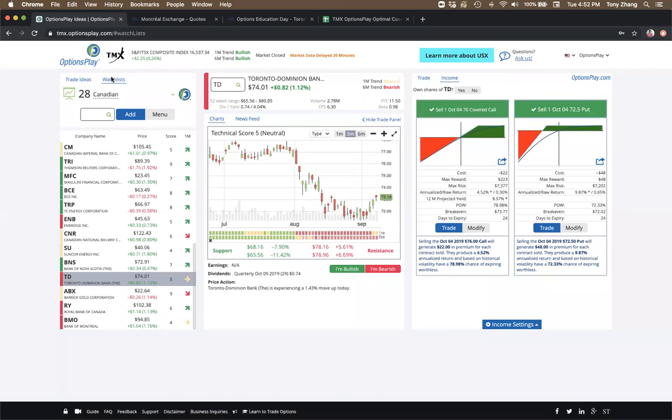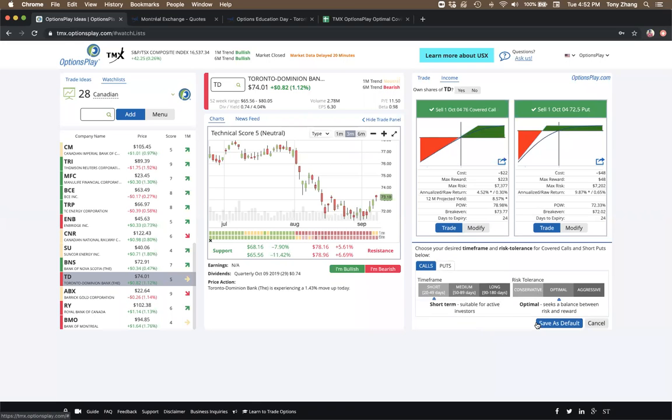So you have trade ideas and watch list here on the left-hand side. You have your security analysis panel here in the middle, and then you have trading and income here on the right-hand side. Now, today we're going to focus our attention on the income tab, because that's where we're going to use Options Play to help us find strategies for covered calls and cash secured puts. Now, for those of you that are first-time users, when you click on the income tab, you're going to see a button at the bottom that says Income Settings. I highly recommend you take a look at this and create your own settings.